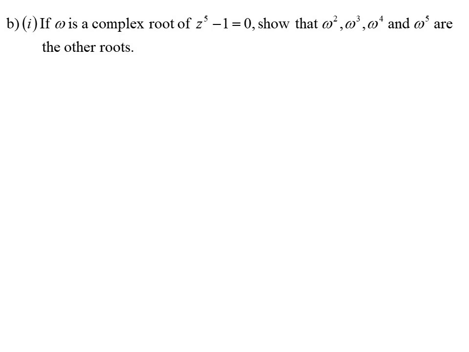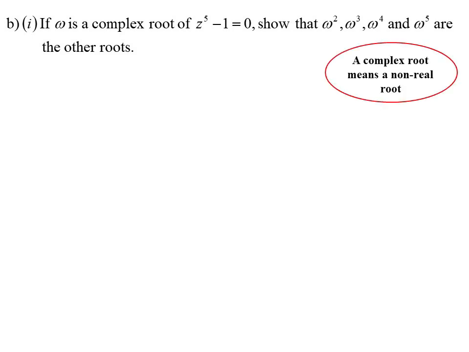The sorts of things they might ask us to do with these things. Here we go. We're told omega is a complex root of that equation we just solved. Wow, it's written slightly different. It's z to the power of 5 minus 1 equals 0, but it is the same equation. Show that omega squared, cubed, power of 4 and power of 5 are the other roots. Now, the important thing to note here, when they use the term complex root in this, they mean non-real. So it can't be the solution z equals 1.